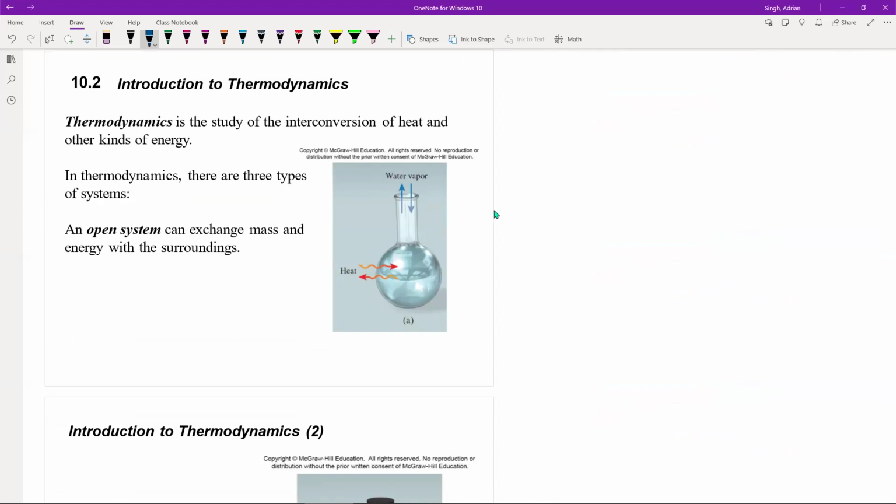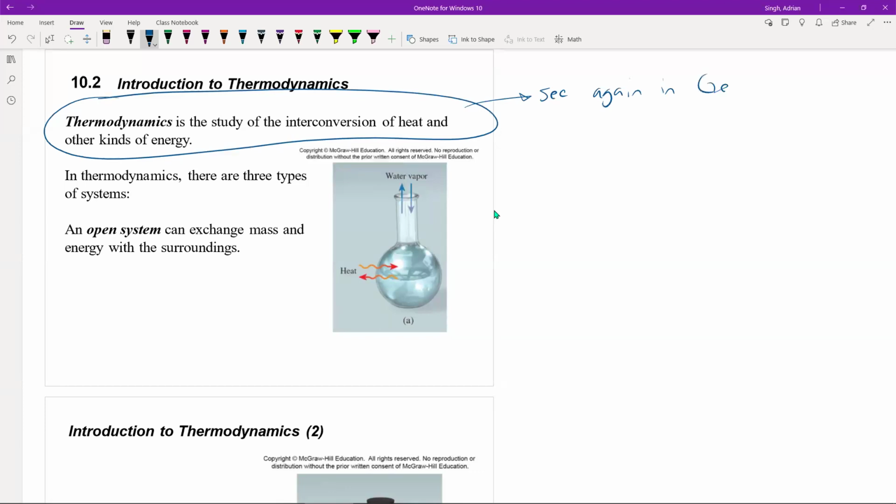Now, thermochemistry is part and parcel of a much bigger umbrella called thermodynamics. And this is the study of the interconversion of not just heat energy, but other kinds of energy as well. And if you stick around for Gen Chem 2, we spend a whole section on this. So we'll see it again in 1515 if you take that course down the road. And we'll talk in a lot more detail about thermodynamics and all the different laws of thermodynamics. We do still need to define a couple of different systems when we look at thermochemistry or thermodynamics.